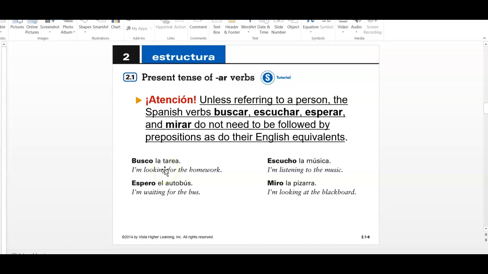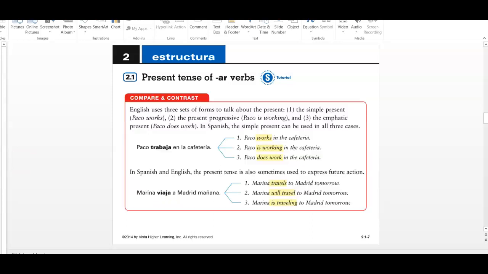If I'm talking about a person, then, so again, like it says, unless referring to a person, you don't need it. Okay, so none of these have people in it. Okay, so we don't need a preposition. Okay, so if you look here, it doesn't have a preposition behind it, but in English it does.